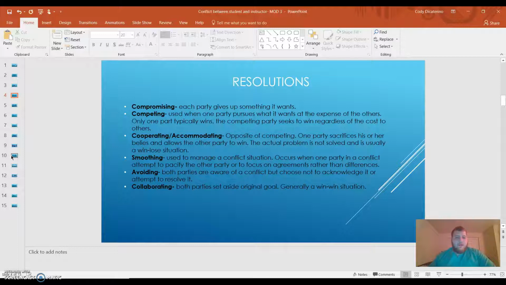And collaborating: both parties set aside the original goal, and it's generally a win-win situation. So both parties generally work together in order to get what needs to be done completed in order to benefit either themselves or future students.